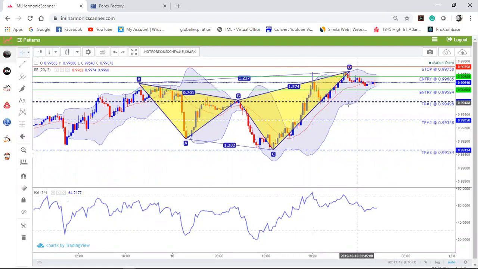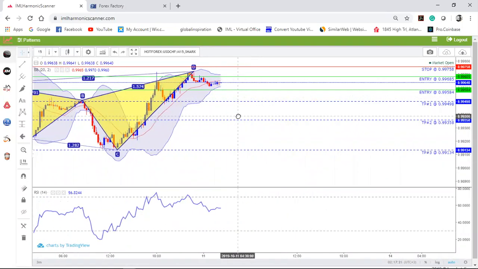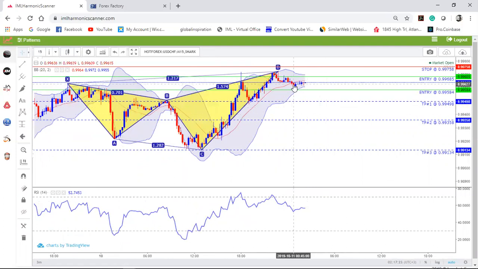USD Chef. Okay. This is also an old trade. Why? Because too many candles have formed already. You wouldn't get an optimal entry. And look at what's happening to the Bollinger Band. It's getting very small, right? Which means basically consolidation is happening. So we'll just move on from that.